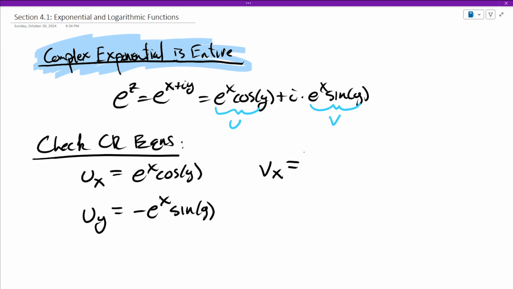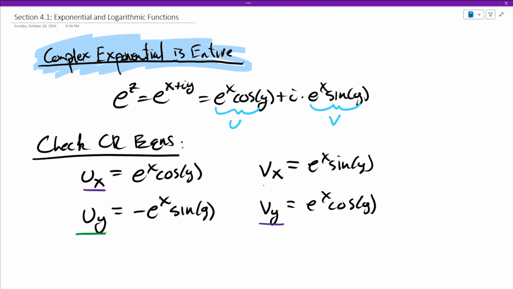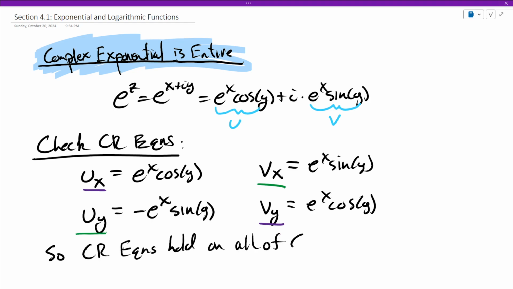Now vx is e to the x sine y, because the derivative of the exponential function is itself, as for real numbers. And vy is e to the x cosine y. And in particular, the partial derivatives ux and vy are equal, and the partial derivatives uy and vx are equal and opposite. So the Cauchy-Riemann equations hold. In fact, they hold everywhere. So e to the z is analytic.